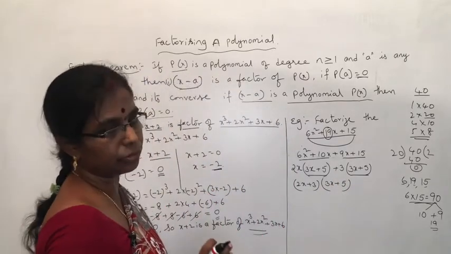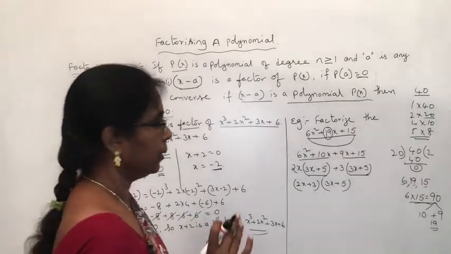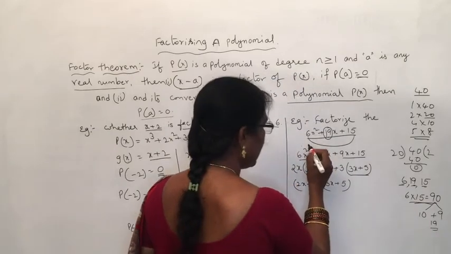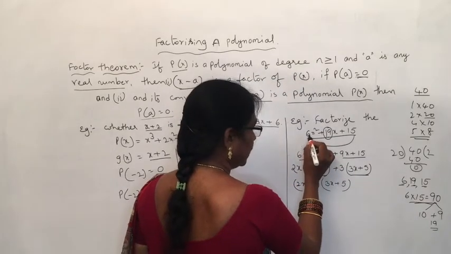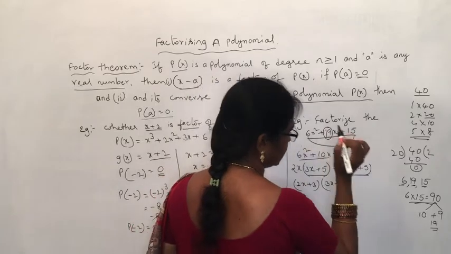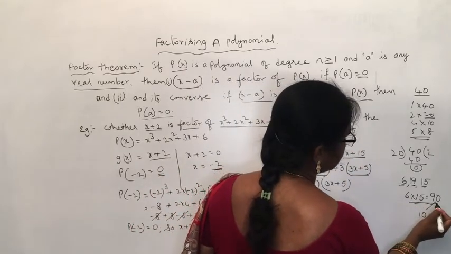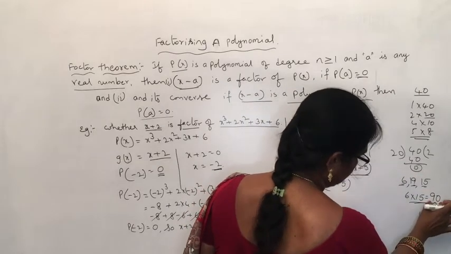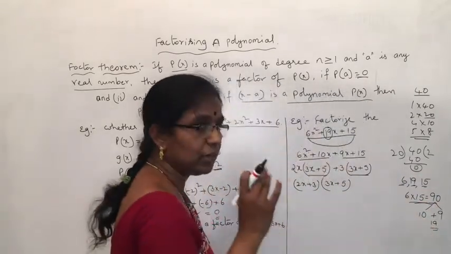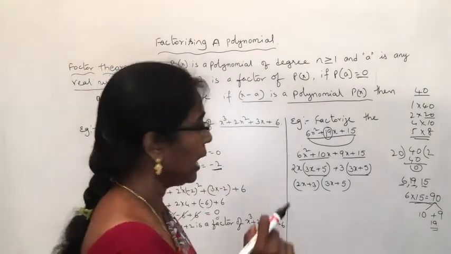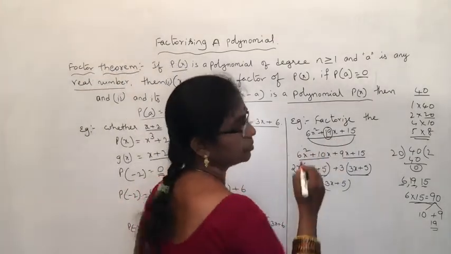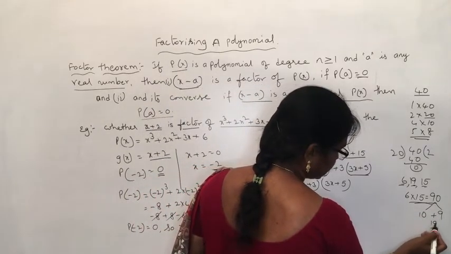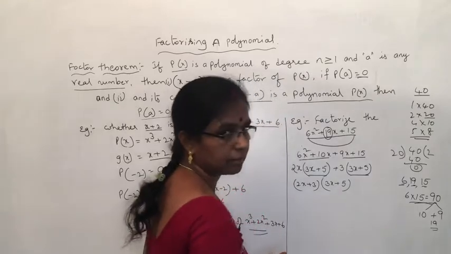How to factorize? First we have to take the coefficients and constant. What are those? 6, 19, 15. Then we have to multiply x square coefficient and constant. How much? 6 15s are 90. If you write the factors of 90, those factors, if you add or subtract, you have to get the x coefficient. Now how to write 90? 10 nines are 90. Then 10 plus 9, 19. Then we got it.